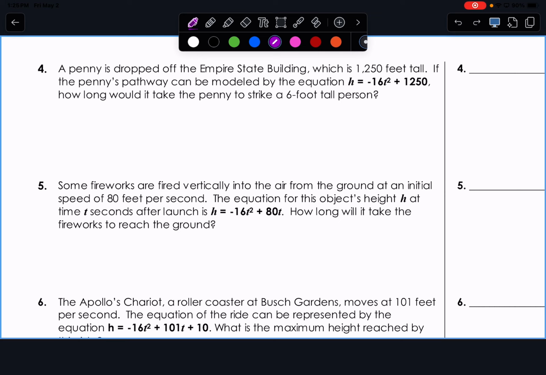Okay. So, number 4. A penny is dropped off of the Empire State Building, which is 1,250 feet tall. It could still injure someone, but I don't know. It would depend. Just be quiet and let us do the math.